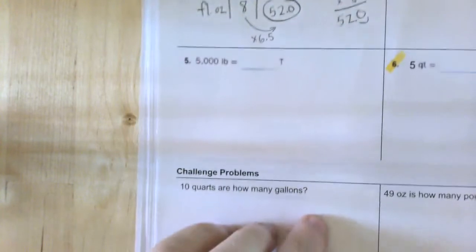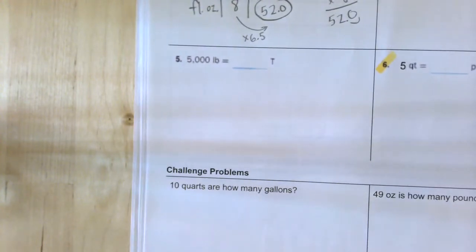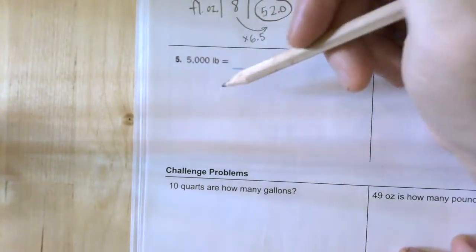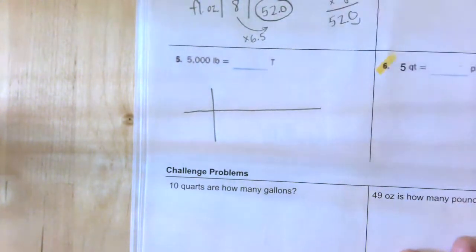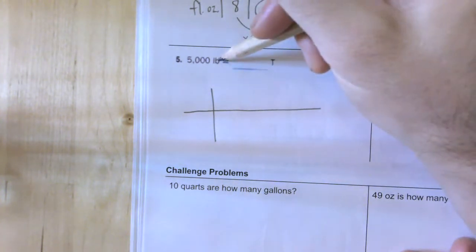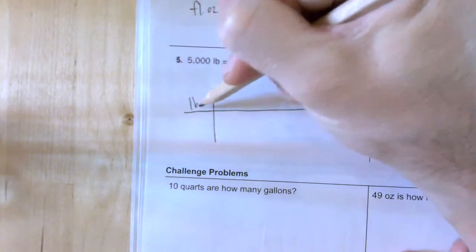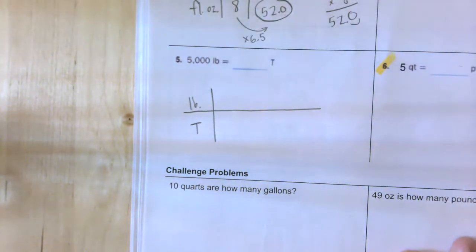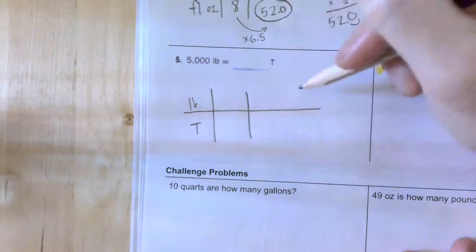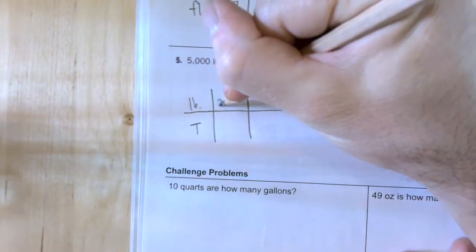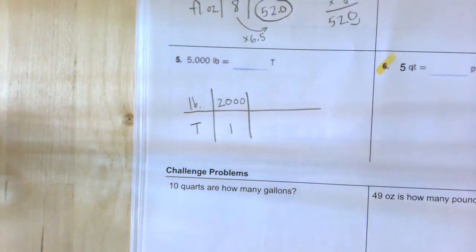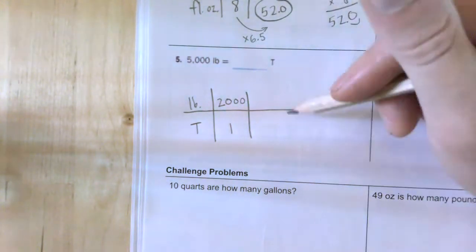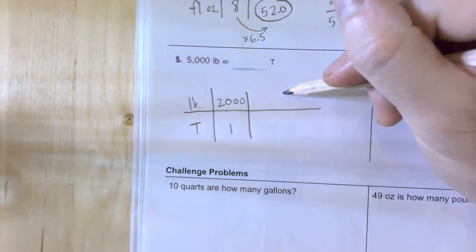Okay, last one completely together. We're going pounds to tons. Pounds to tons. Let's do it. Okay. So we want pounds and tons. Now remember when we looked at the tons, this one's kind of easy to remember just because it's kind of crazy. The 2,000 pounds is the same thing as 1 ton. Well, we want to get to 5,000. How are we going to do that?